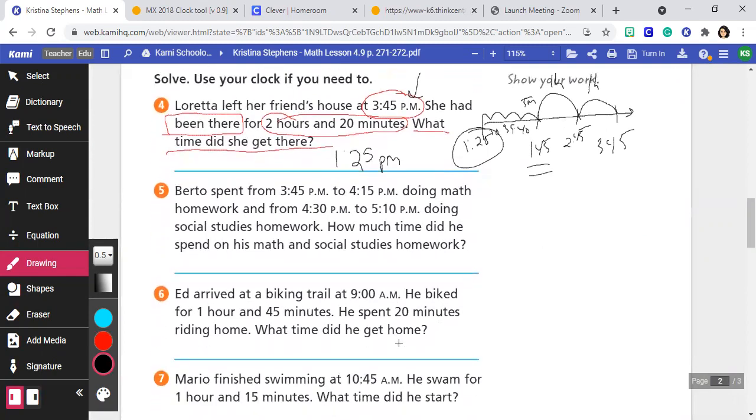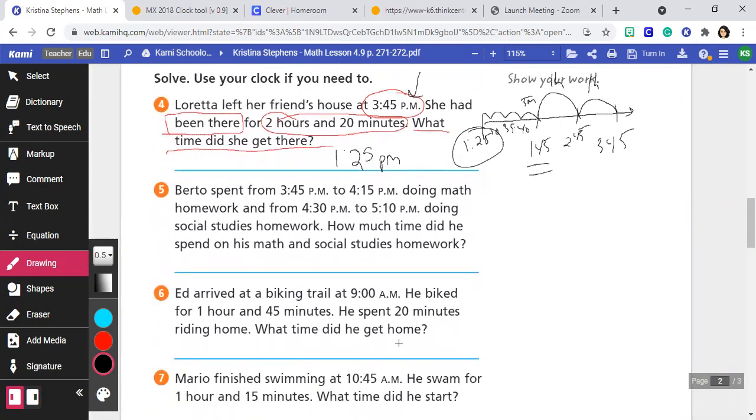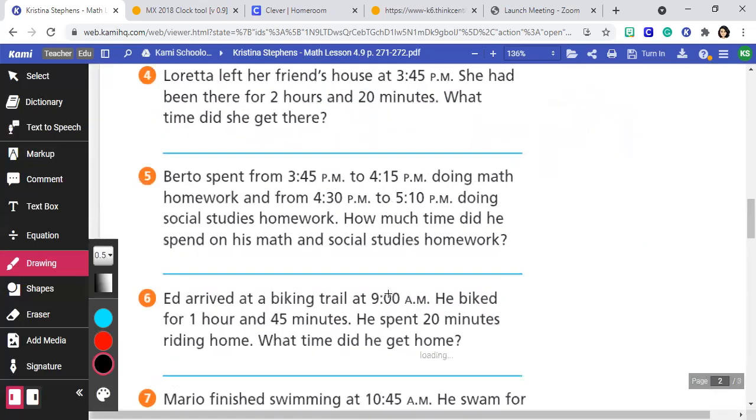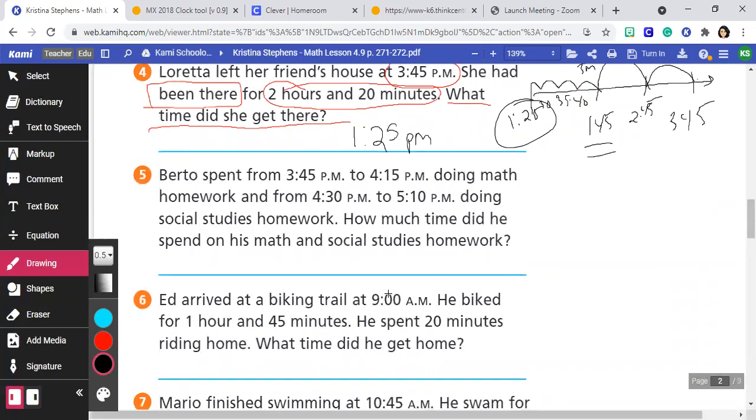Let's take a look at number 5. Berto spent from 3:45 p.m. to 4:15 p.m. doing math homework, and from 4:30 p.m. to 5:10 p.m. doing social studies homework. How much time did he spend on his math and social studies homework? Well, I said Berto like that because this year I have a student who sometimes his nickname is Berto.